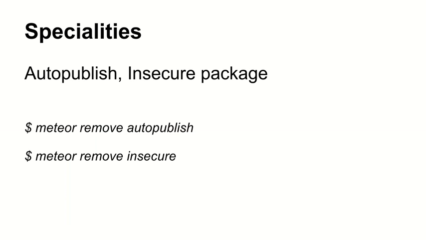Autopublish and insecure packages are added in a Meteor application by default. The autopublish package publishes all data from the server to the client into Minimongo. You don't have to think about what data to publish when you are prototyping your application. With the insecure package, you can modify your data in the developer's console. This is useful for prototyping. You don't need forms for inserting and modifying your data. You can do it right in the console.